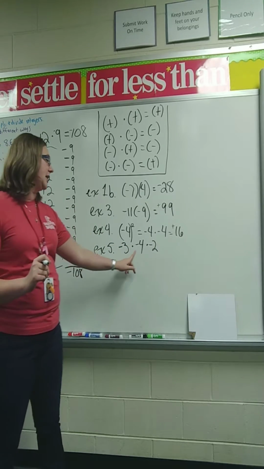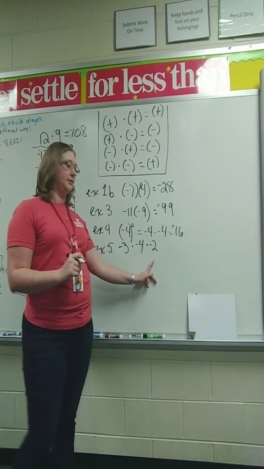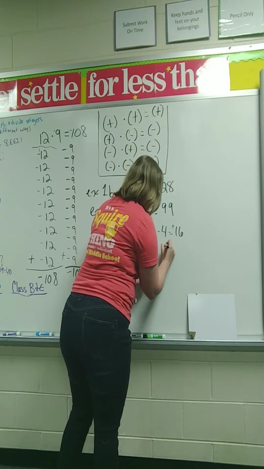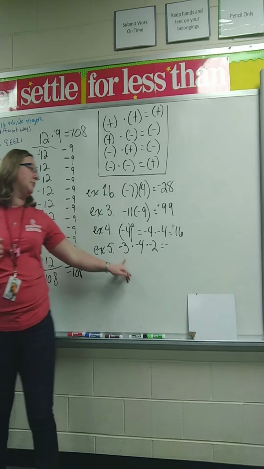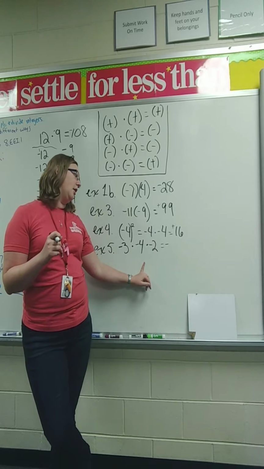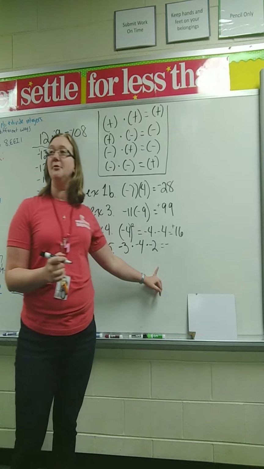So what is a negative times a negative? Positive. What's a positive times a negative? Negative. So my answer will be negative. What's 3 times 4? 12. What's 12 times 2? 24.